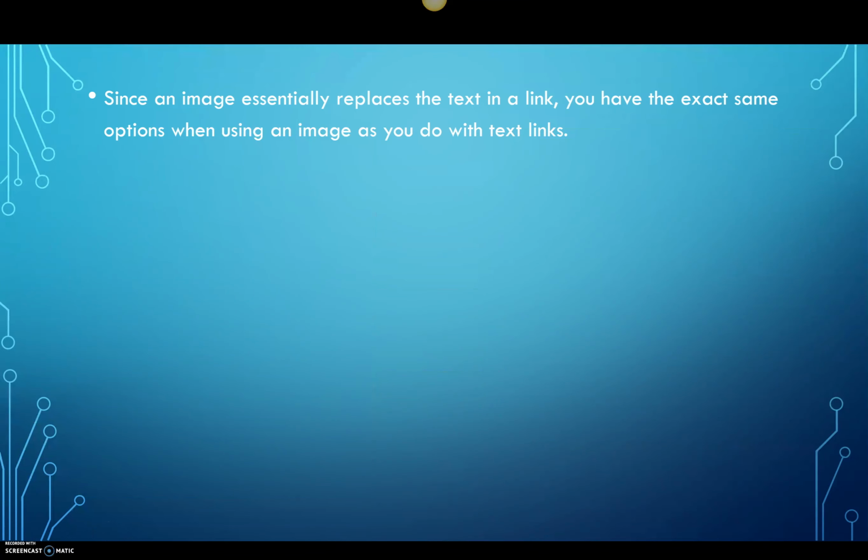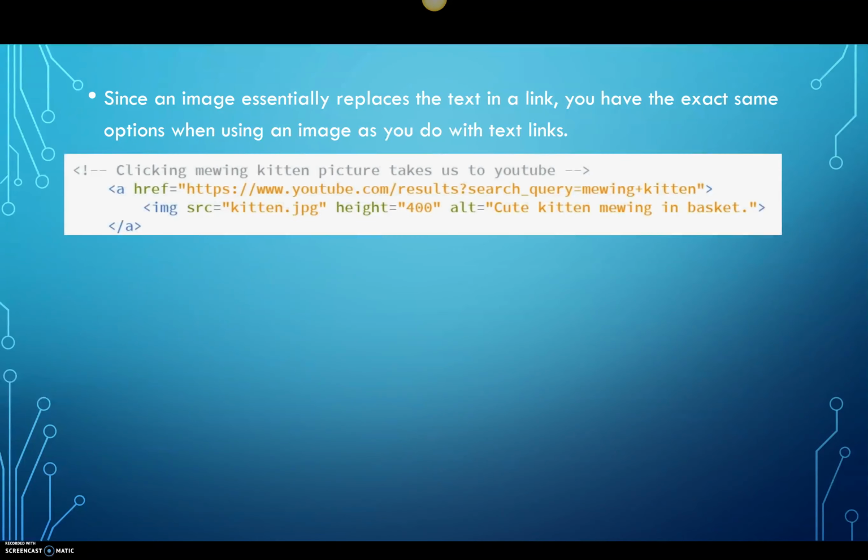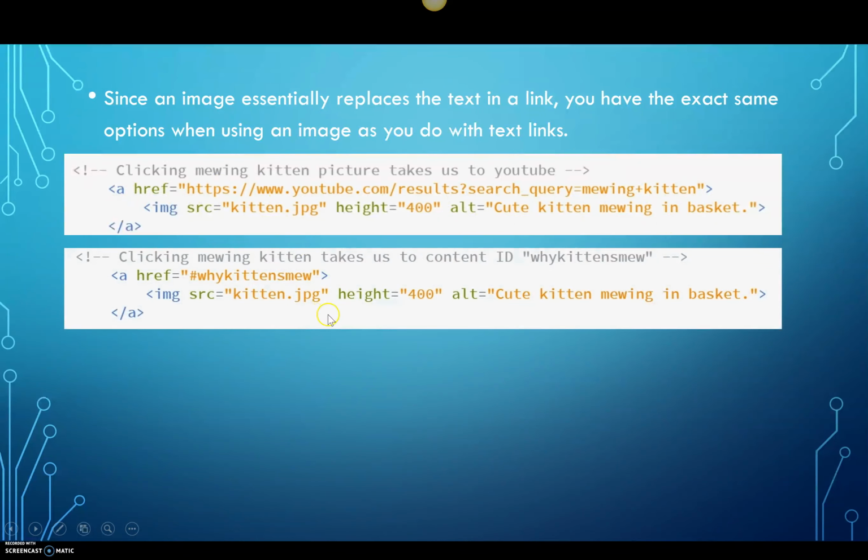All right, since an image essentially replaces the text in a link, you have the exact same options when using an image as you do with a text link. All three of those types of links are available. Here's your external link, just like we showed. Cute mewing kittens, this is external to the website. Then you have, here's your predefined ID, why kittens mew, and it will take the user when they click on that kitten picture up to this.